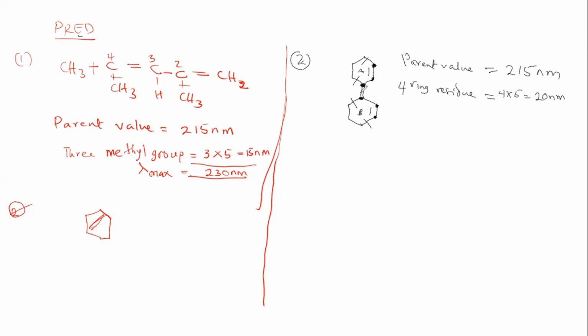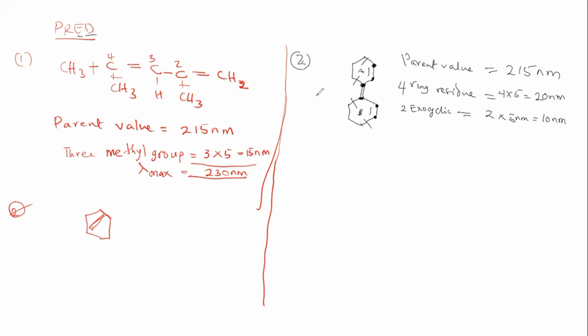So that means this double bond can enter this ring, and it can also enter this ring. So we have 2 exocyclic double bonds there, a double bond that is connected to 2 rings. That is 2 times 5, since each exocyclic double bond gives an addition of 5 nanometers, which is going to be 10 nanometers.